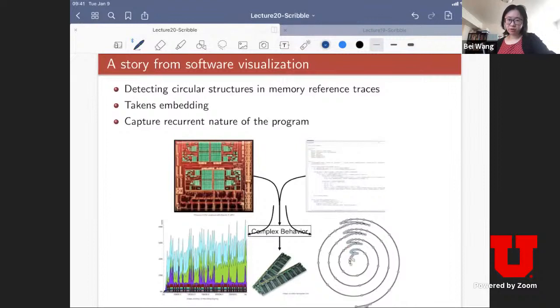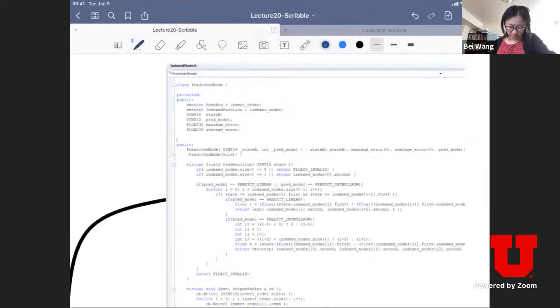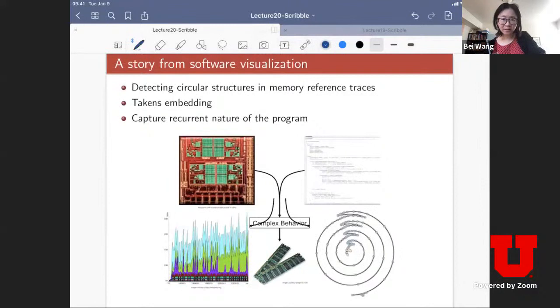So what you have, you run a piece of code. This is a piece of C code, right? And what you do is collect the memory access pattern of this program. So what is the memory access pattern? Read and write. That's it, right? So it's actually a linear sequence. That's why I treat it as a time series.